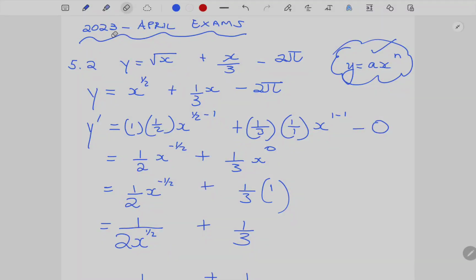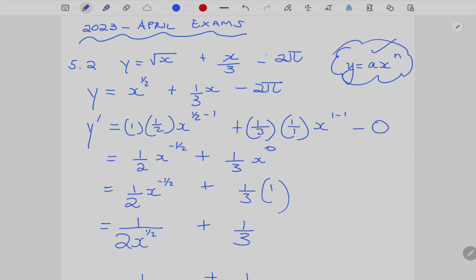Now we're going to do question 5.2 from the question paper of the 2023 April examination. Differentiate y is equal to the square root of x plus x over 3 minus 2 pi.